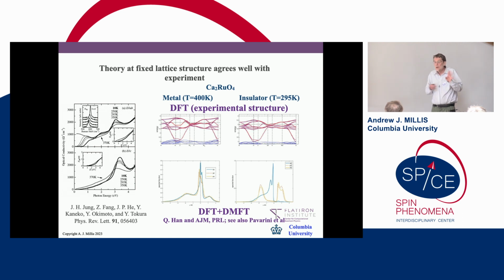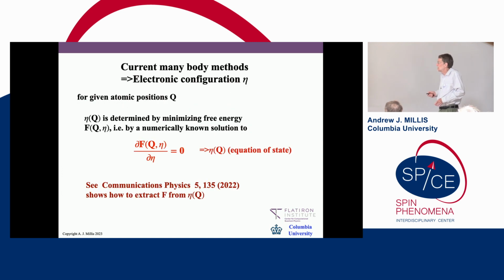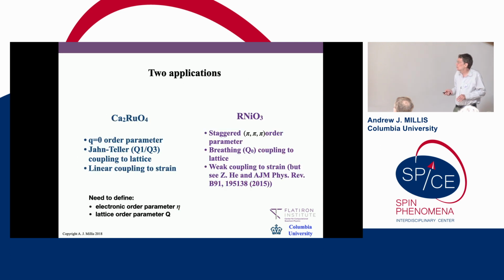All right? But knowing why the system should adopt that structure is a different question. So what we can do in our correlated calculations is essentially determine the electronic configuration at fixed positions of the atoms. In other words, we get an equation of state which says electronic structure as a function of physical structure. Again, because I don't have time, I'll refer you to this paper to say how we can infer from our equation of state what the full free energy is, and I'll just show you the free energy.